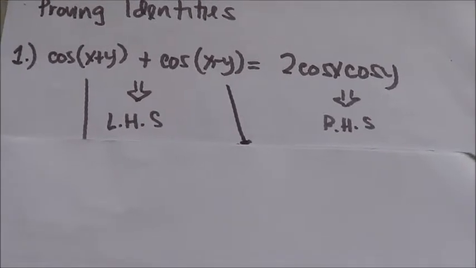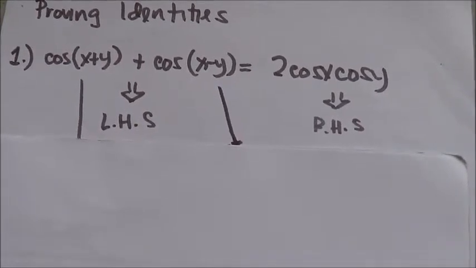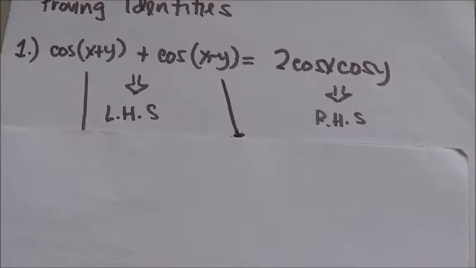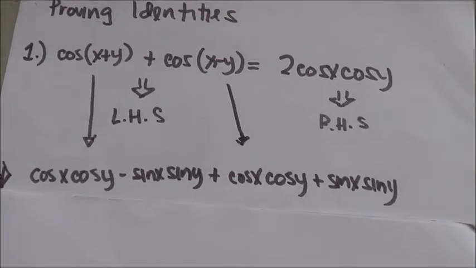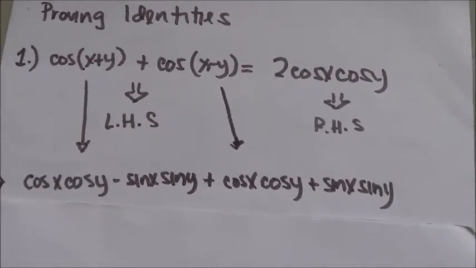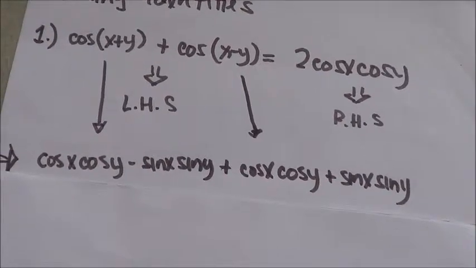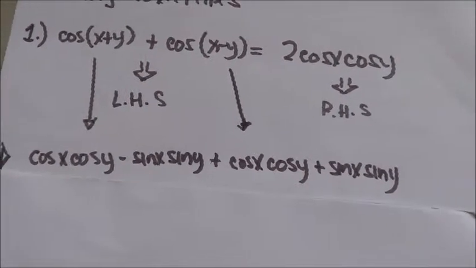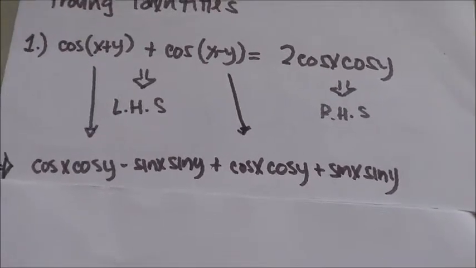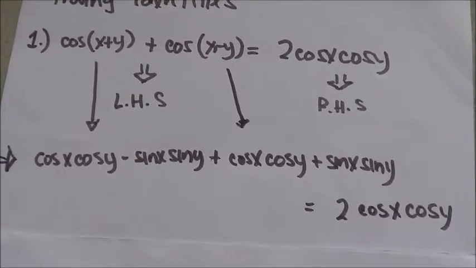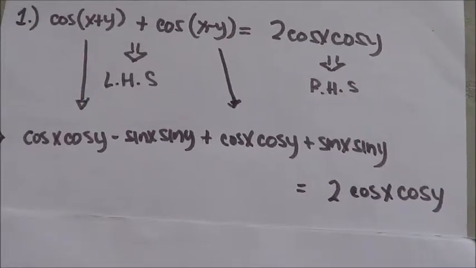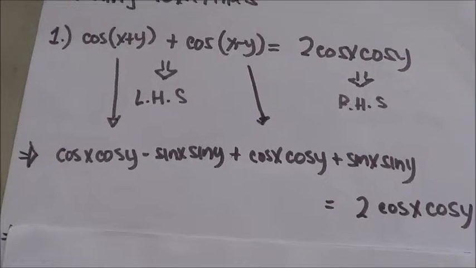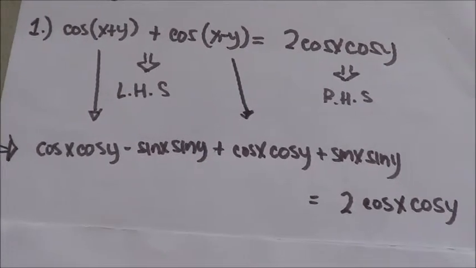So cosine x plus y is equal to cosine x cosine y minus sine x sine y. And cosine x minus y is equal to cosine x cosine y plus sine x sine y. This given is exactly as I have discussed in the previous formula, so it is just easy. So equals 2 cosine x cosine y. What we need to do is we still have to simplify the left hand side so that it will look like the right hand side.